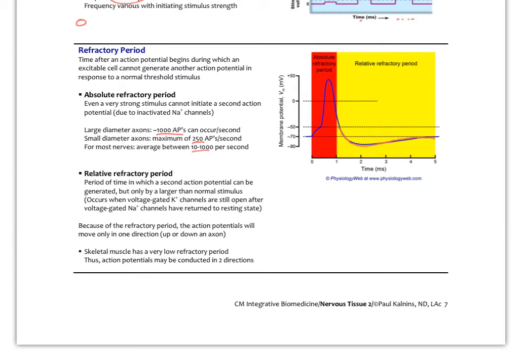Now there are some tissues like skeletal muscle, which again I mentioned have ion gates just like the neurons, where they have a very low refractory period, and that means the action potential can actually go in both directions across the surface of a muscle cell. But in neurons and axons, they only go one way because of the refractory period.